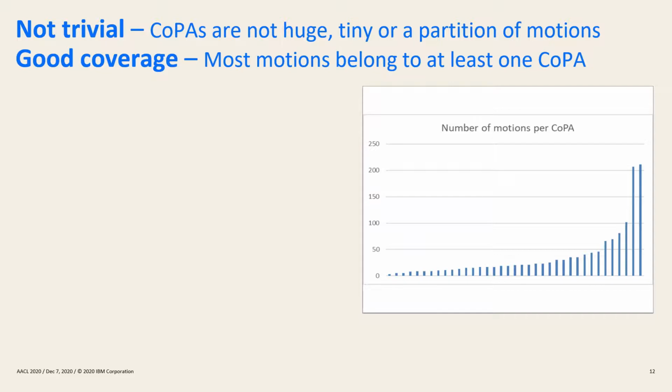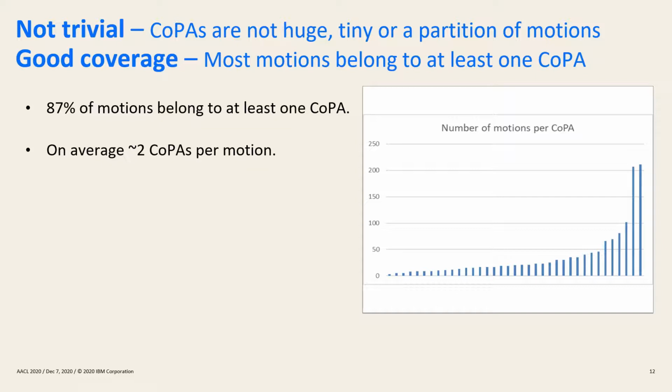The next two properties that we've discussed above are non-triviality and good coverage. So you can see on the graph on the right, for each class, the number of motions in it. So you can see, or let me tell you because it's difficult to see from the graph, that 87% of the motions belong to at least one class. So it's good coverage. On average, we have 2 classes per motion. We have a maximum of 6 classes per motion.